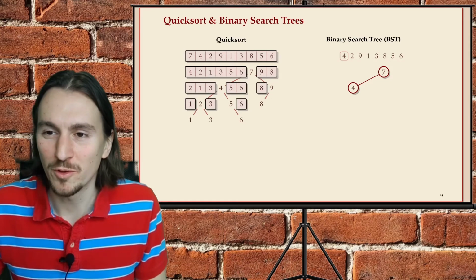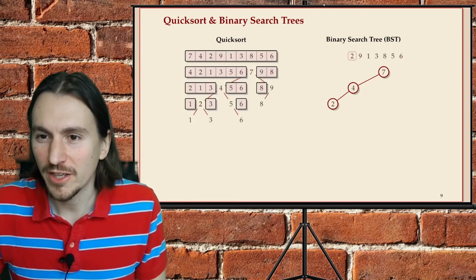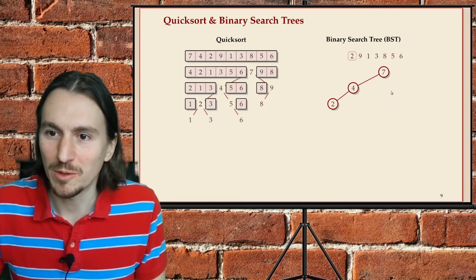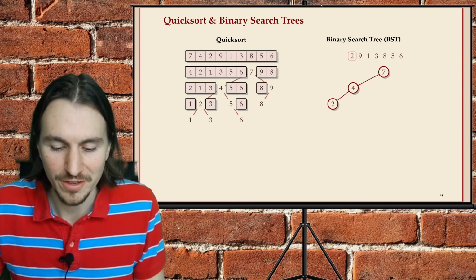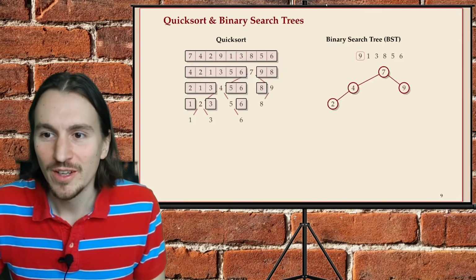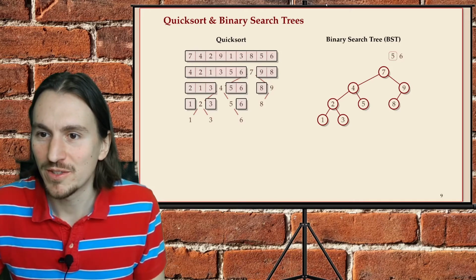Then we insert the 4. 4 is smaller than 7, so it has to be the left child of 7. Next is the 2. It's smaller than 7, so we walk down here. 2 is smaller than 4, so we walk down here. Then we find a null pointer and insert it. You remember how this goes. So let me speed up a bit with the other elements.